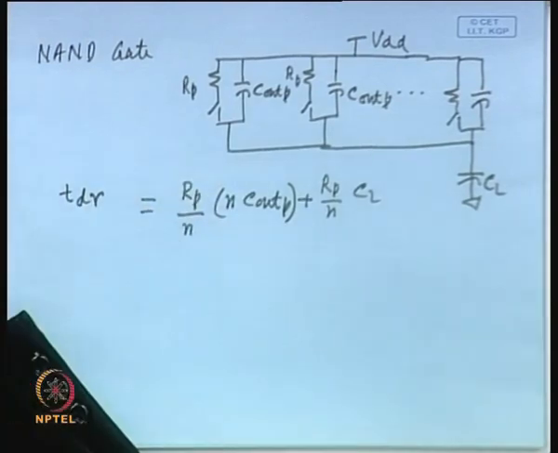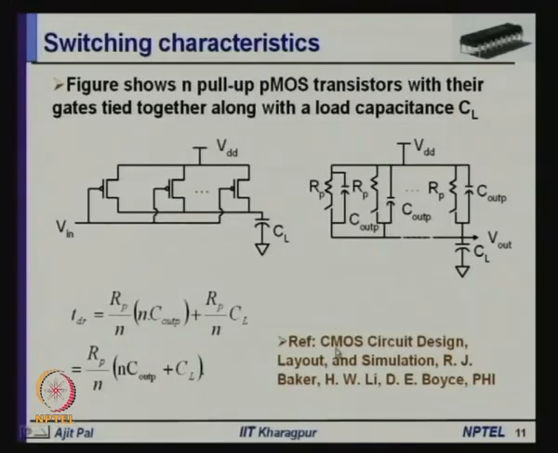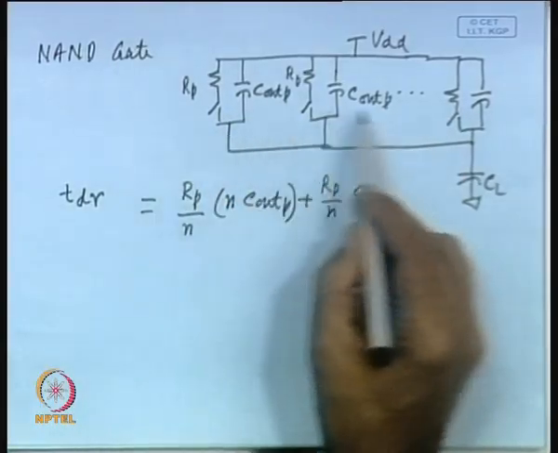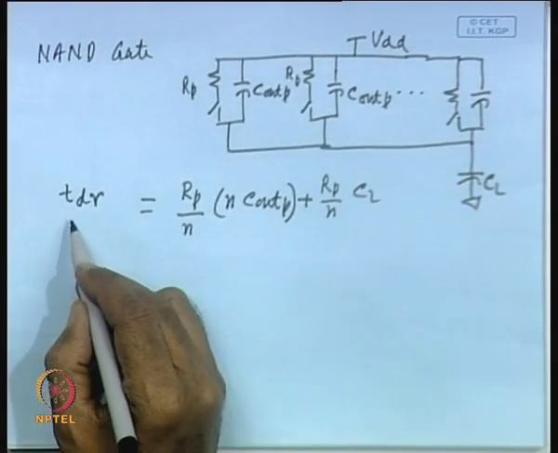This particular derivation you will find in the reference, CMOS Circuit Design, Layout and Simulation by Baker, Lee and Boyce, published by Prentice Hall of India. In this reference you will get these details. So, this is the case for charging the capacitor, TDR.